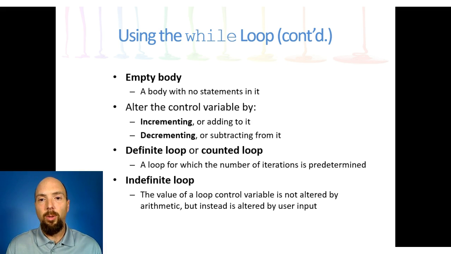Alright, so we have our definite loop. We know how many times that's going to run. And then, like I said, the indefinite loop, this is where the while loop shines. It's one where we don't necessarily know how many times it's going to run, but we're going to typically allow it to be altered by user input. So maybe we're waiting for them to click on something. We might be asking them to type a specific value, or we may be waiting for an event like a timer or something like that.